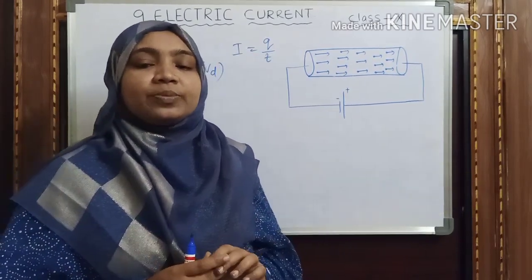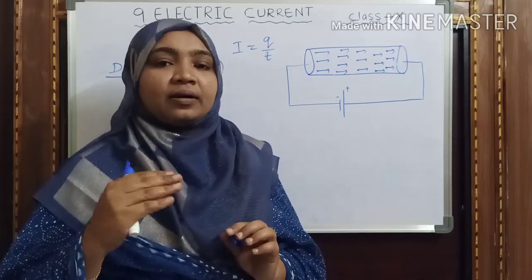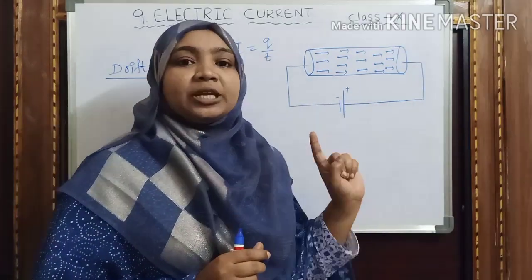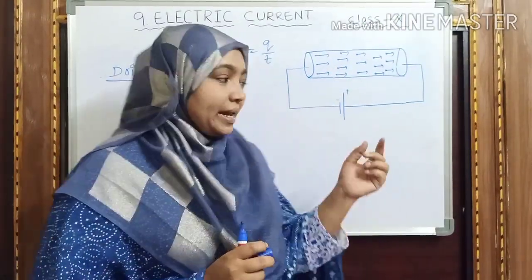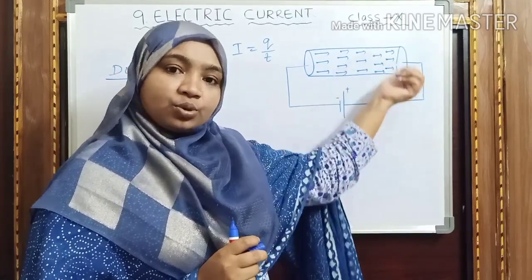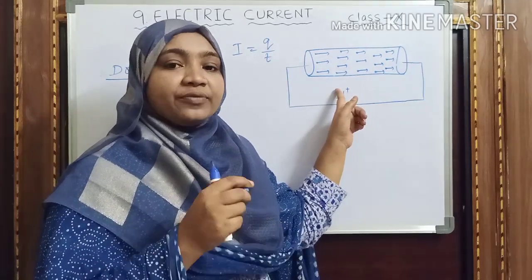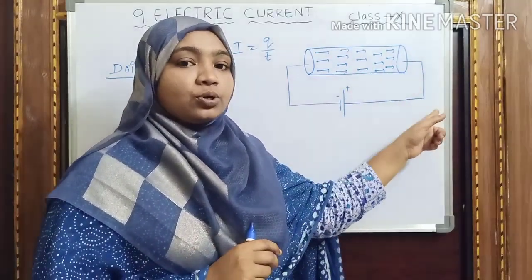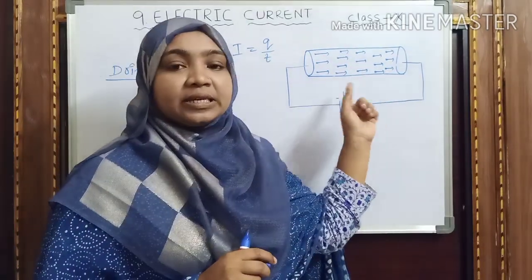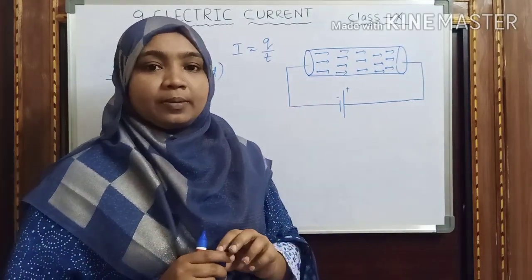Okay, for this assume any conductor which is in open circuit. What happened? All the free electrons have random motion. When this conductor is connected to terminals of the battery, some electric field is applied with the help of this battery throughout the circuit. So all the free electrons which have negative charge are attracted towards the positive terminal of the battery, so that all the free electrons have a specified motion towards the positive terminal of the battery.